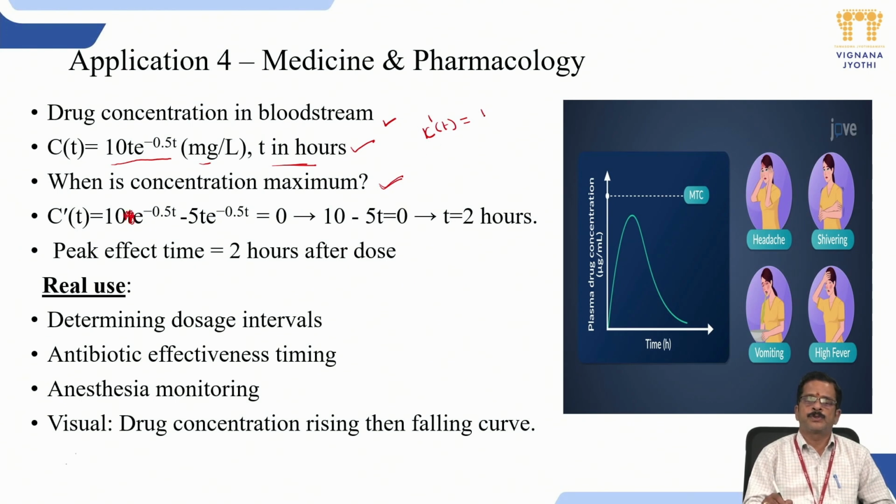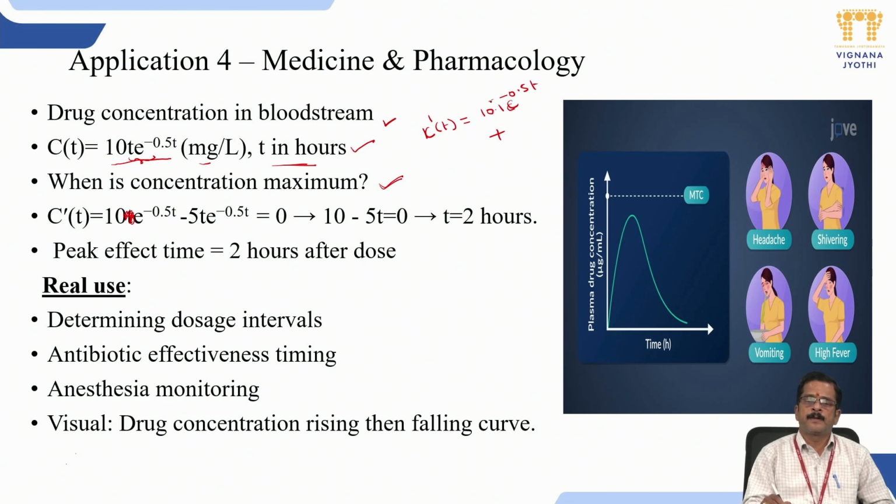So 10 into t, differentiation: 1, e power minus 0.5t, plus... where t and e power minus 0.5t, we have two functions, so we need to apply the uv rule of differentiation. So 10 into u is t, its differentiation is 1, and I'm writing e power minus 0.5t as it is.